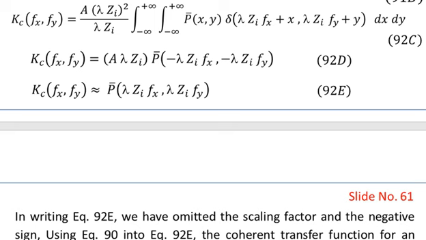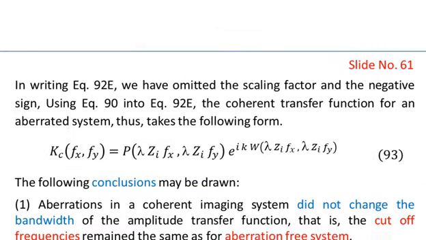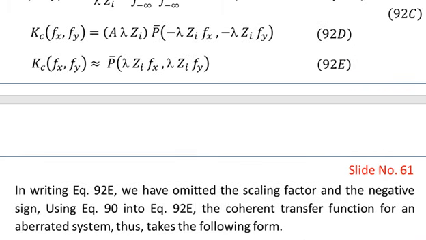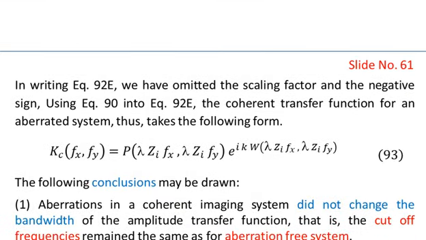In writing equation 92e, we have omitted the scaling factor and the negative sign. Here we have omitted the scaling factor and also the negative sign, because the pupil function is an even function, because it is symmetric with respect to the origin, because the pupil function is centered at the origin. That's why we can omit the negative sign also.